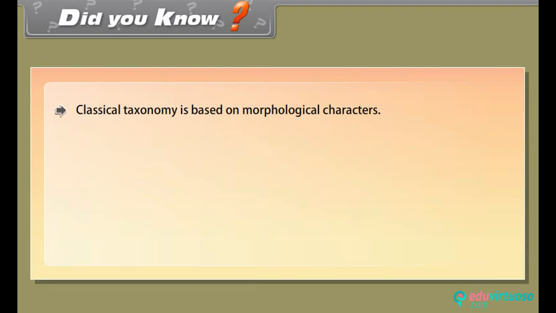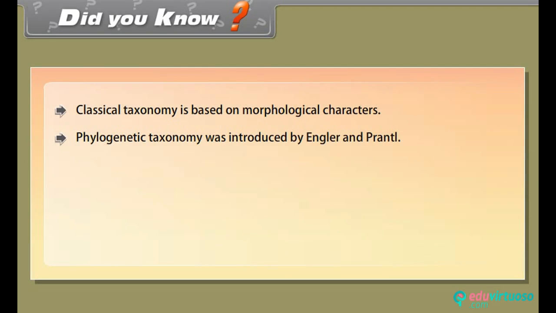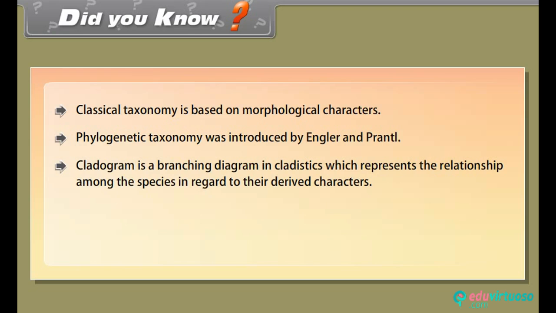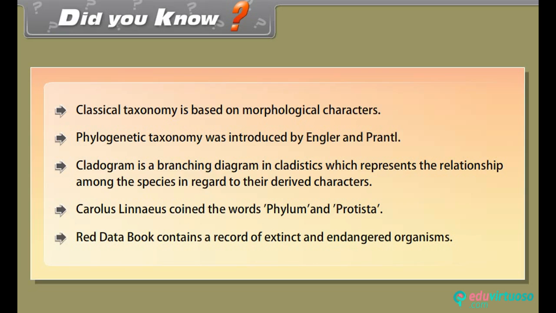Did you know? Classical taxonomy is based on morphological characters. Phylogenetic taxonomy was introduced by Engler and Prantl. A cladogram is a branching diagram in cladistics which represents the relationship among the species in regard to their derived characters. Carolus Linnaeus coined the words phylum and Protista. The Red Data Book contains a record of extinct and endangered organisms.